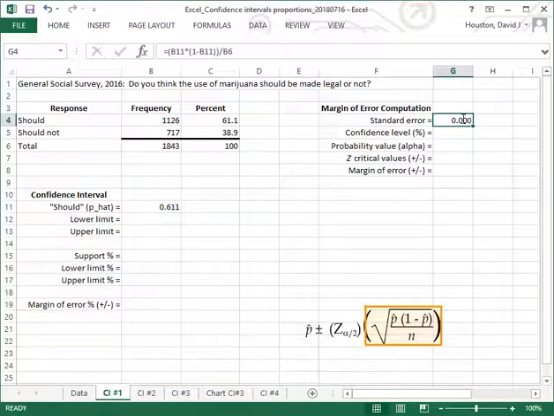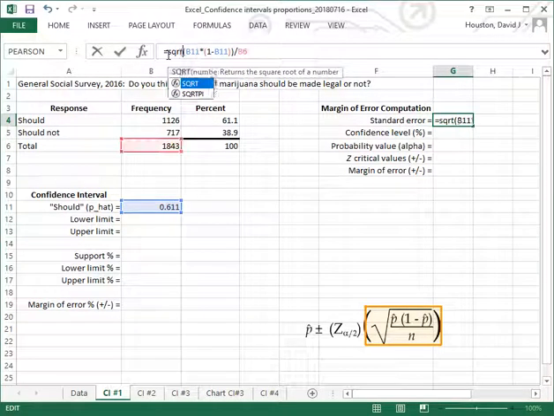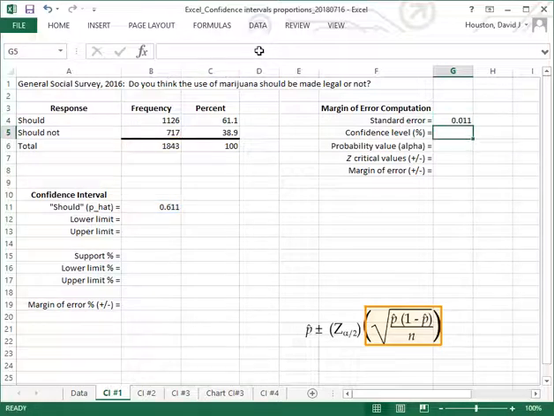Now keep in mind there's one less step that we have to go through, and that is we have to take the square root of this entire value. And now we have a standard error of 0.011.